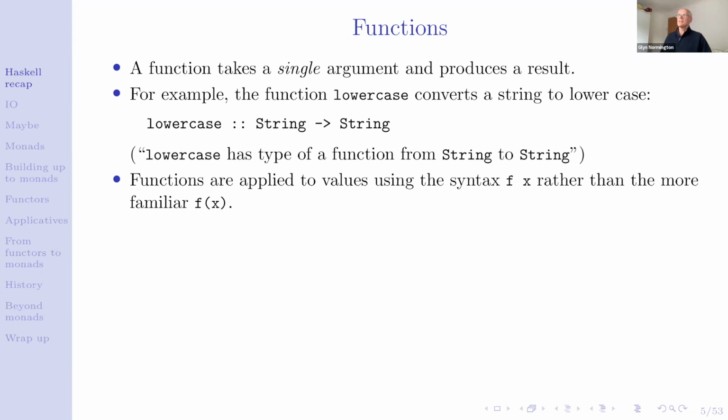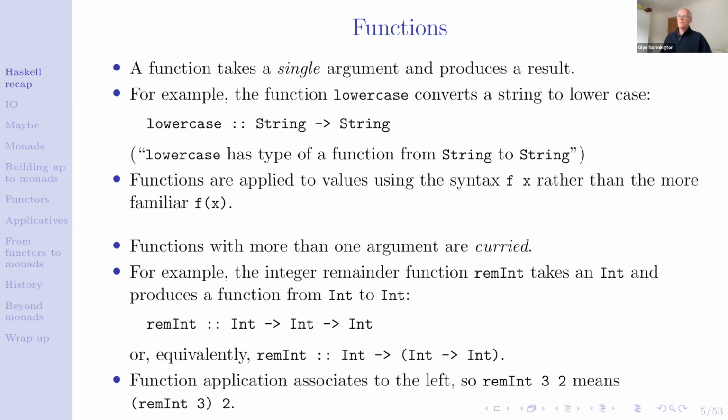Right, functions take a single value and produce a result. So a classic example is lowercase, which takes a string. And so we could read that code out as: lowercase has the type of a function from String to String. So the arrow is the function symbol. And crucially, functions are applied without parentheses usually. So f space x is a way of writing the function f applied to x, rather than f brackets x.